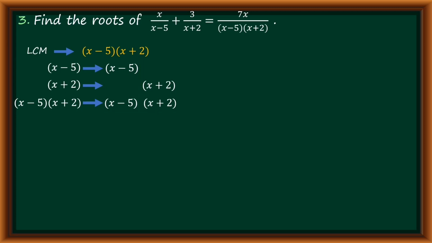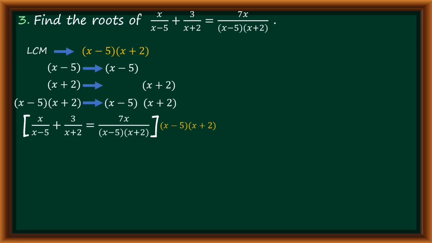Next, we need to multiply the whole equation by the LCM, quantity x minus 5 times the quantity x plus 2. If we're going to multiply the LCM for the first rational expression, x over x minus 5, x minus 5 is eliminated. So what we have now is the product of x times the quantity x plus 2. For the second rational expression, x plus 2 is eliminated. So what we have now is the product of 3 times the quantity x minus 5.